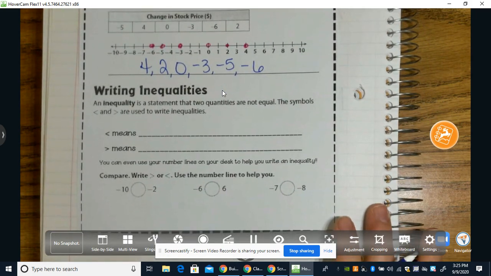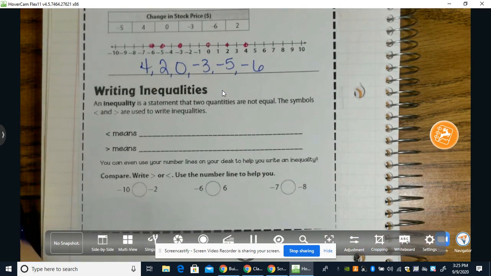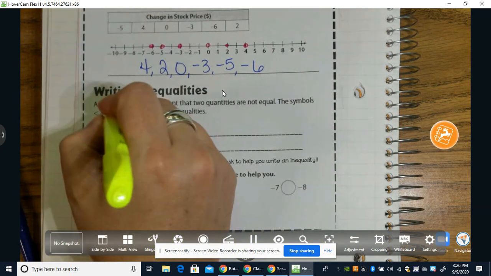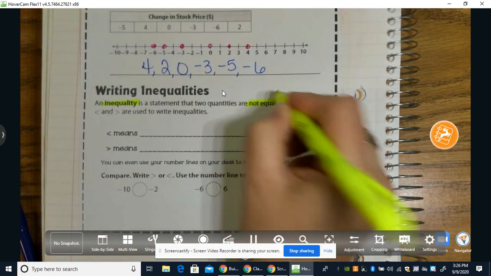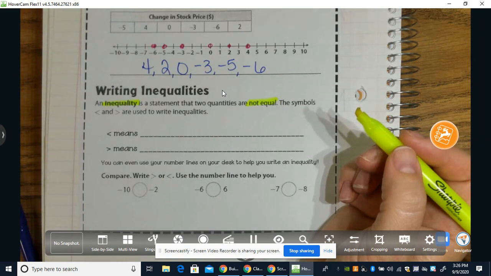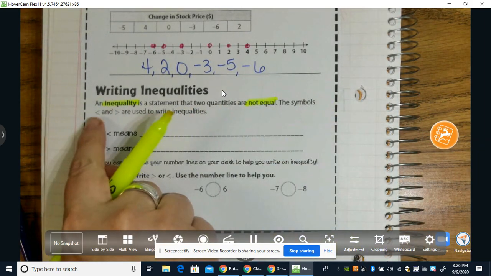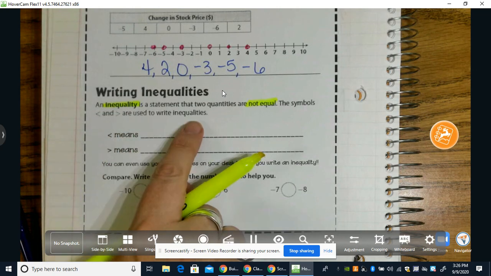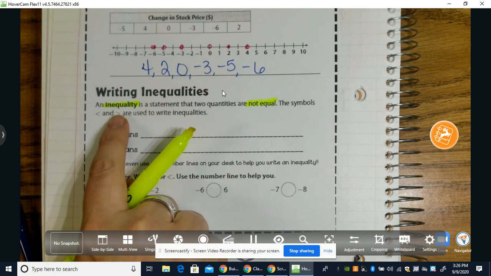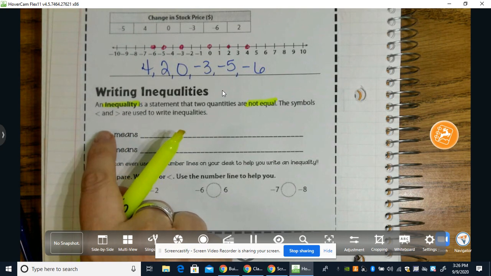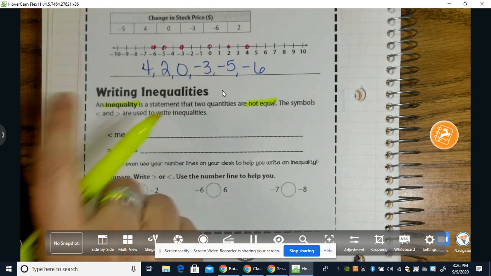So, writing inequalities. Now you've probably seen these inequality symbols when you were young. Your kindergarten or first grade teacher started talking about the alligator mouth. Well, it's not an alligator mouth. It's called an inequality symbol. And an inequality is a statement in which two quantities are not equal. Here are the two symbols that we use to write inequalities. And if you're looking on a computer, these symbols are located where the period and comma are. So you would do shift period and shift comma to get these two symbols.